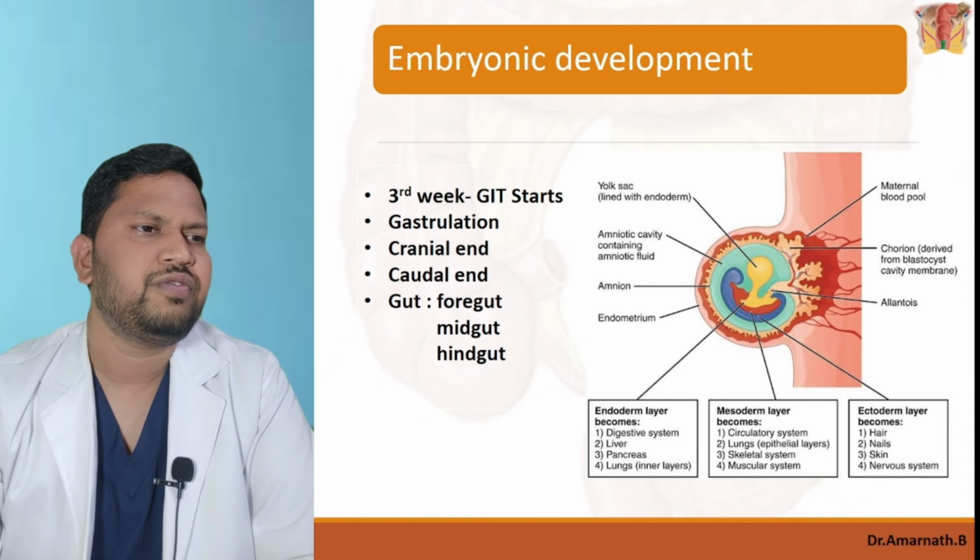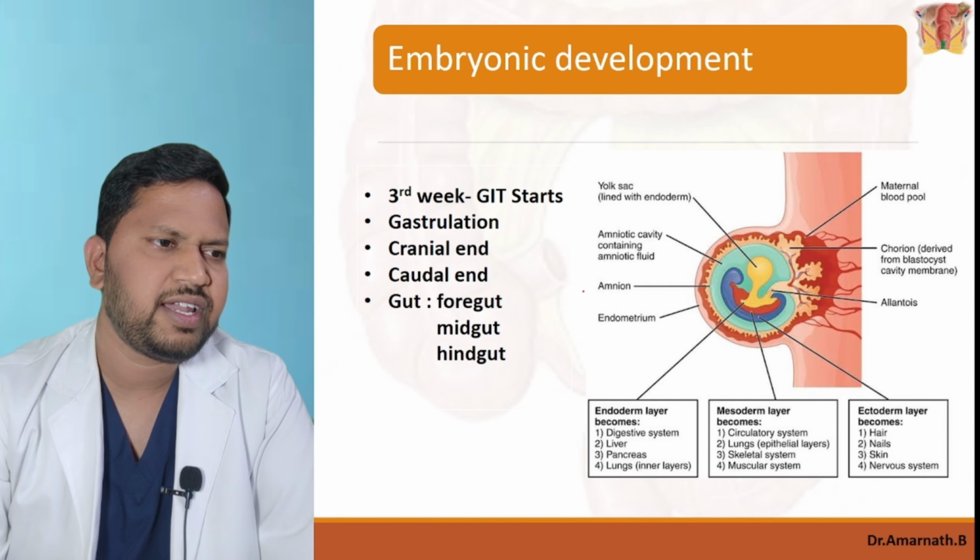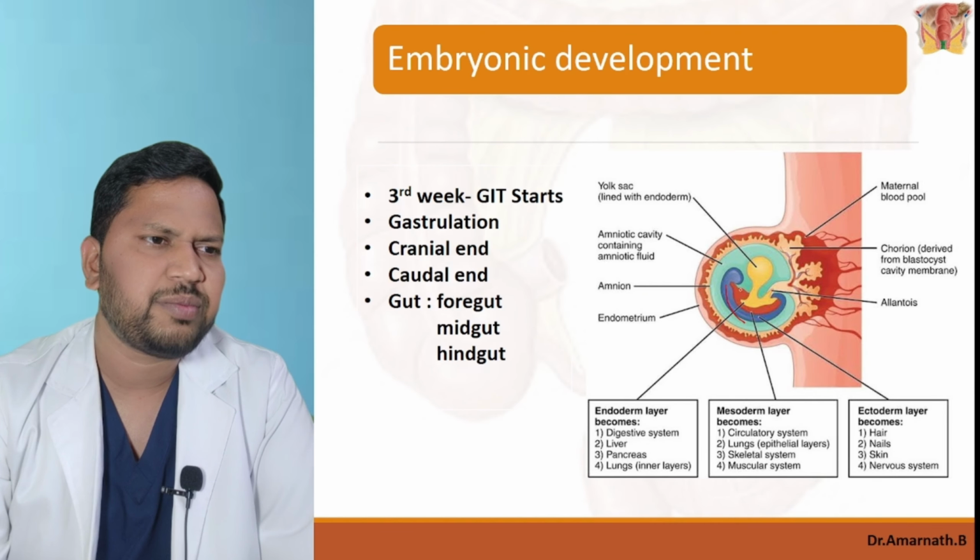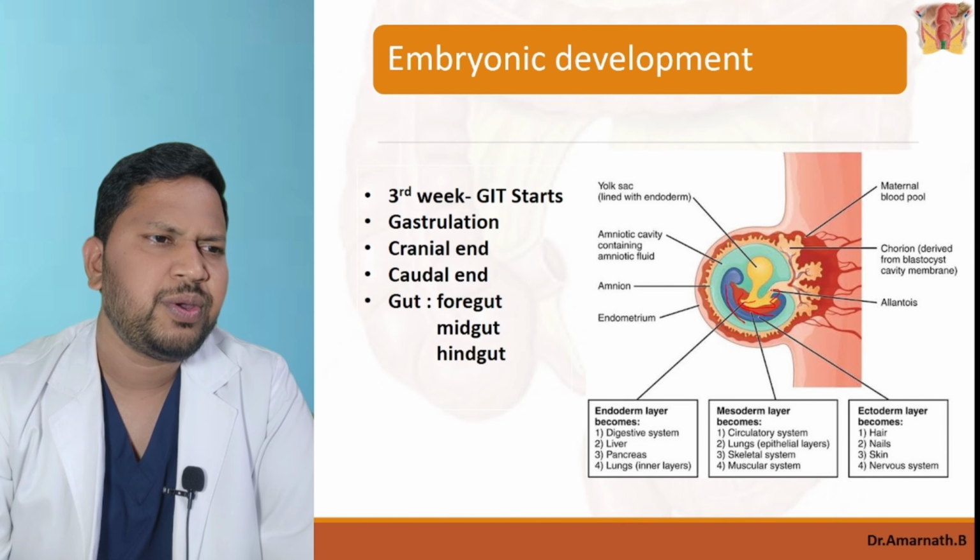Here, the blue color layer is called the ectoderm, the red color is the mesoderm, and the yellow layer is the endoderm. So endoderm, mesoderm and ectoderm. From the endoderm, the GIT will form. So from the endoderm, the digestive system is formed.